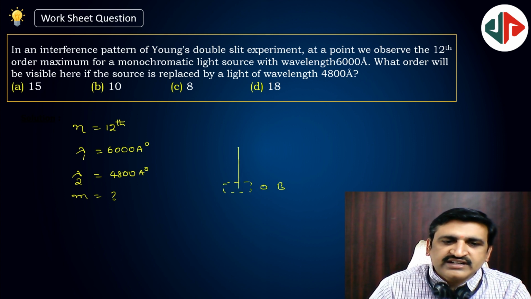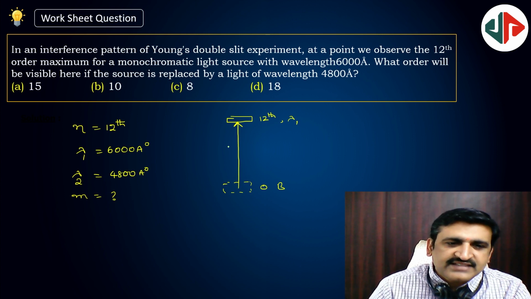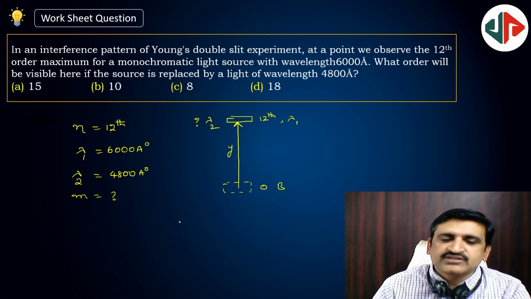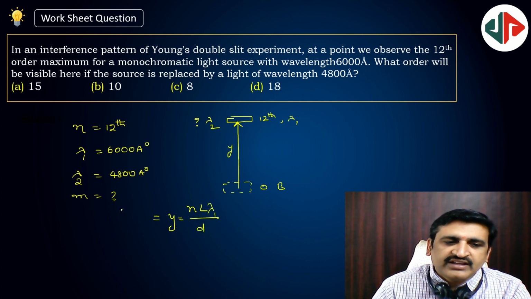Here onwards at a distance y, suppose we are observing the 12th maximum with lambda 1 wavelength. Then at the same place y, which order will come if it is lambda 2? That is the thing. So y is fixed here. y equals n lambda 1 L by d. The same y equals m lambda 2 L by d. So L by d gets cancelled.